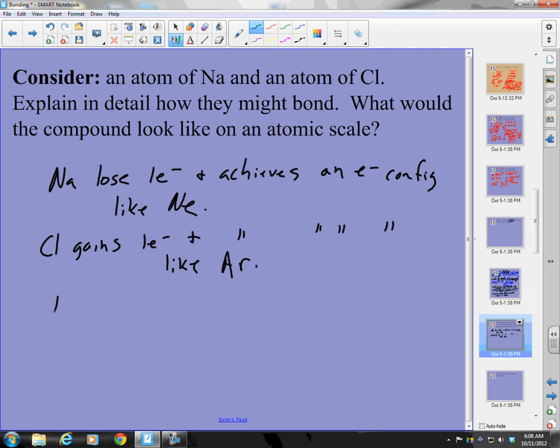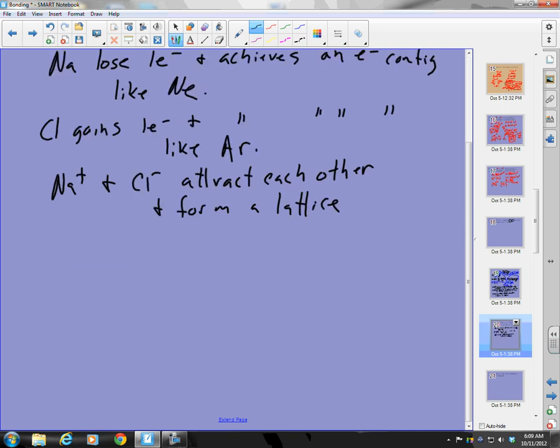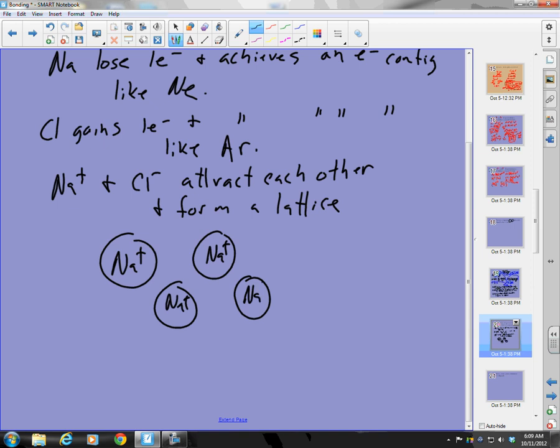Good. Now I have what? Na+ and the Cl- attract each other and form a lattice. Now, how does that lattice look? It looks something like this, right? Na+, Na+, Na+, and so on, drawing the alternating rows of sodium ions.